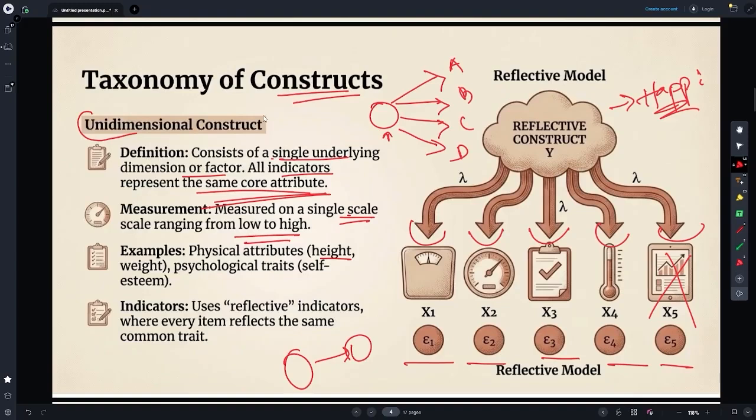And the indicators are basically the reflective construct. Now, what is a reflective construct? Suppose this is happiness. Just look at the pointer of the arrows. They are pointing towards the indicators, meaning happiness is reflecting these things. So these are the reflecting indicators. Keep this in mind: reflective model. Is it unidimensional? Is it multidimensional? You should have a clear idea about these things.